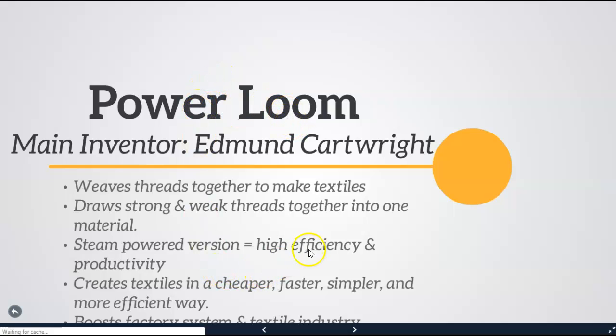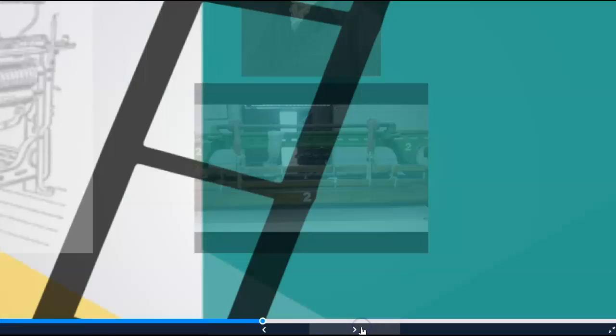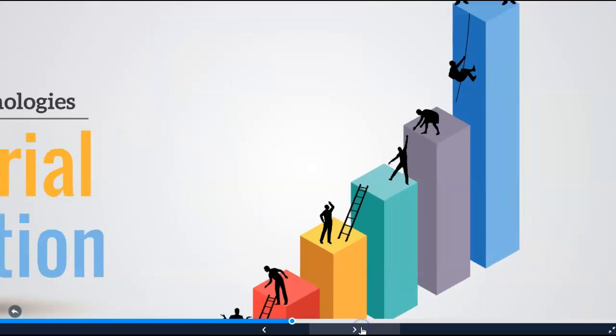The steam-powered version of this, the power loom, because you could do this without having that power, which would take longer, increased efficiency and productivity, where you can make more of these textiles at a faster rate. So it makes everything cheaper, faster, simpler, more efficient, and it boosts both the textile industry as well as the factory system. So you're going to take the threads from the spinning jenny, you're going to weave them together through this power loom, and this is going to be the cloth used to help make clothes later. So again, video here if you want to see how that works.